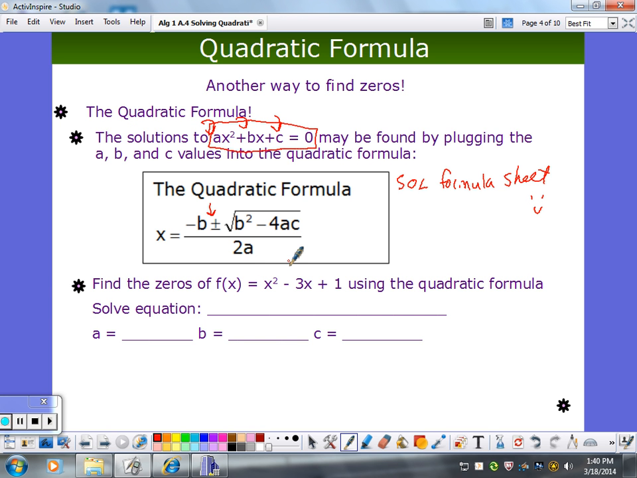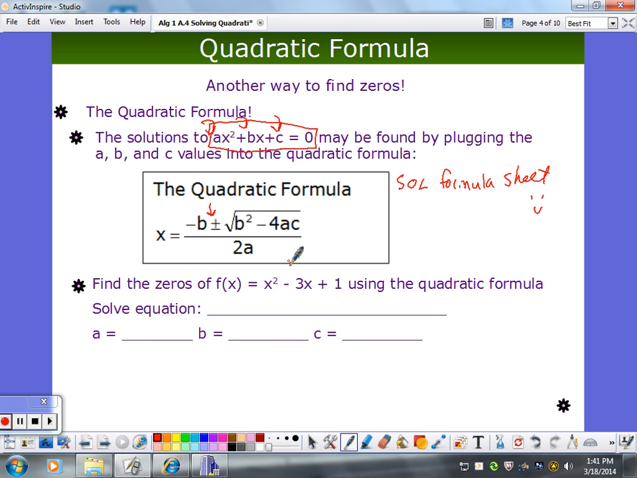Let's look at this example here, two-thirds of the way down. Everybody see where it is? Page 1. Find the zeros of f of x equals x squared minus 3x plus 1. Raise your hand when you found it. I'll show you. Do you see where it says find the zeros of f of x? Just give me a second. Right over here. Okay, anybody else not sure where that is? Just want to make sure we know where it is.